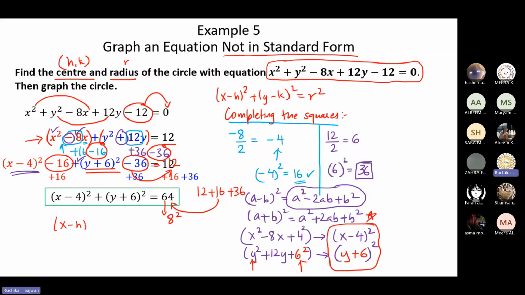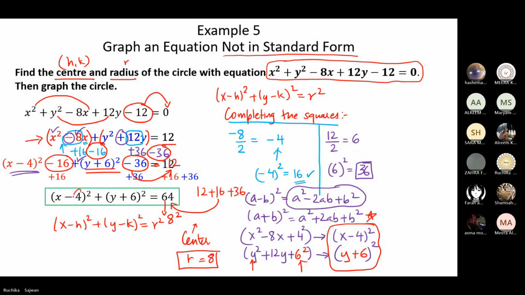Because if I compare with the standard equation, this is my standard equation. You all know, right? It has r square. And the question is asking me to get the center and radius. So can you now tell me how much is the center? How much is the radius? 8 square? 8. Very good. Not 8 square, 8 only, because r square is 64. So r is 8.